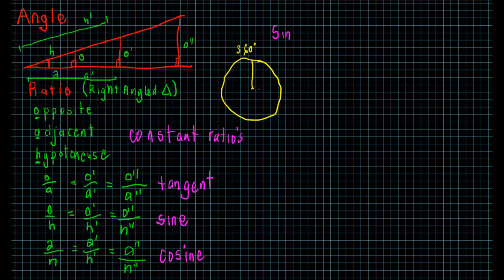360. So that means that if we divide the circle into 4 equal parts, each one of those will be 90 degrees. 90, 180, 270. And then we can divide each of the degrees.